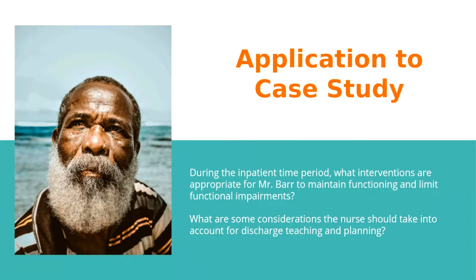So the second part of the case study returns to the beginning, where the patient is set for discharge today. So what are some considerations we should take as a nurse and account for his discharge, teaching, and planning, and any referrals that we need to make, keeping in mind that Mr. Barr is an African-American older adult?